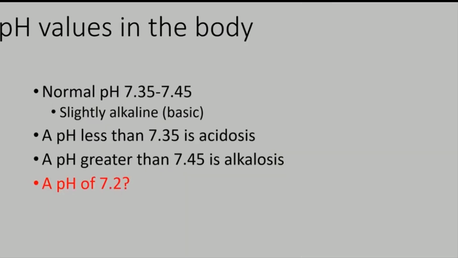Now, up to this point, every time we've talked about numbers in this class, I've told you not to worry about the numbers, that you don't need to know them. In this chapter, we're going to change that. There are going to be some numbers that you do need to know. And the first are the pH values in the body. You do need to know the normal pH, and it runs from 7.35 to 7.45.